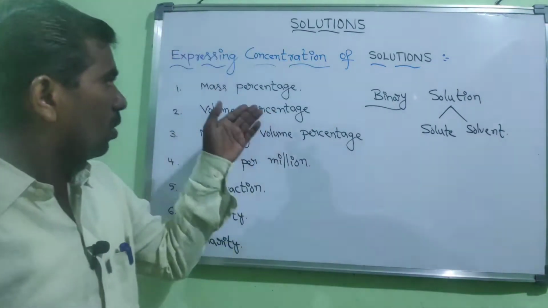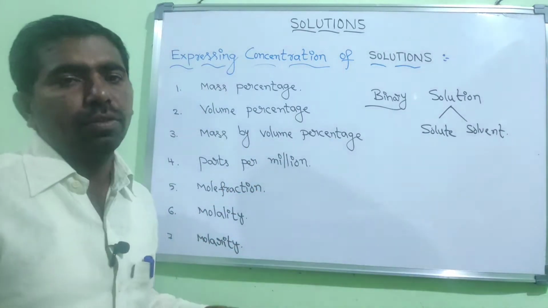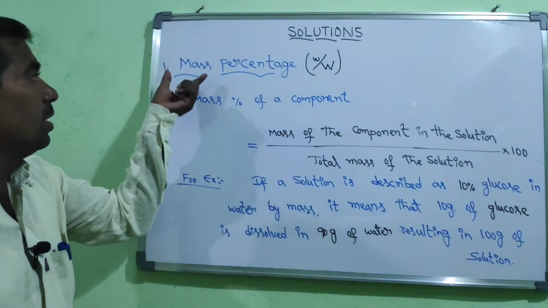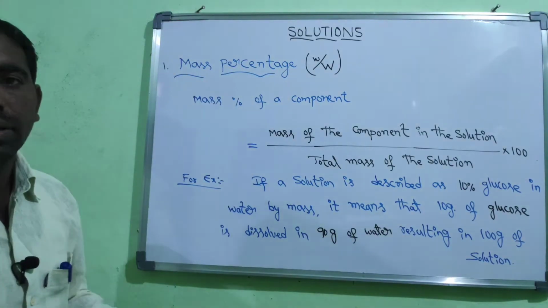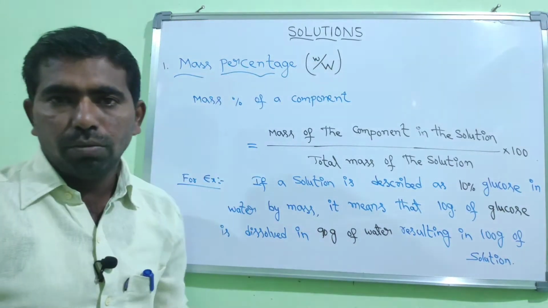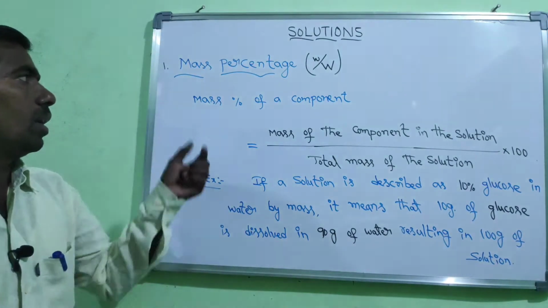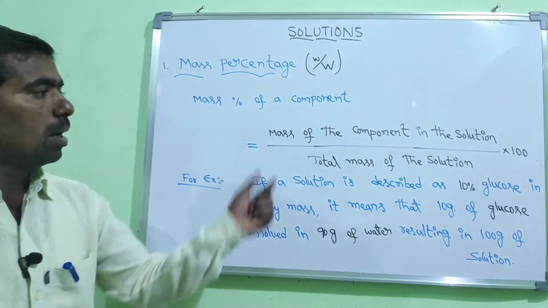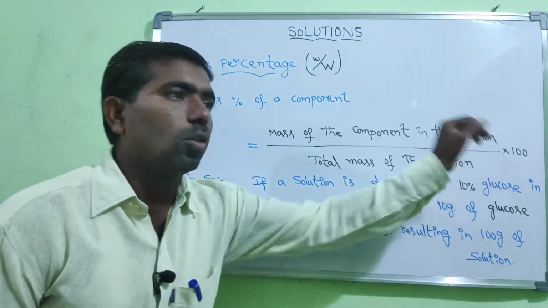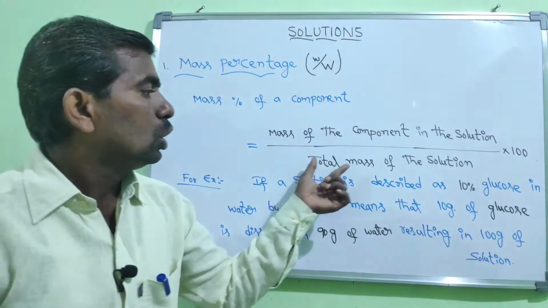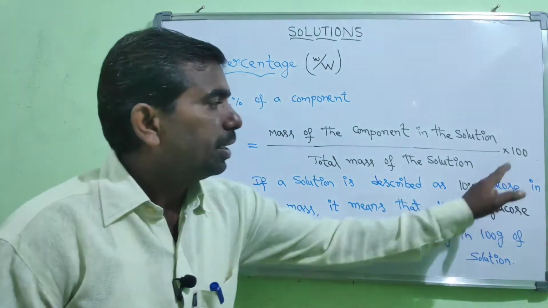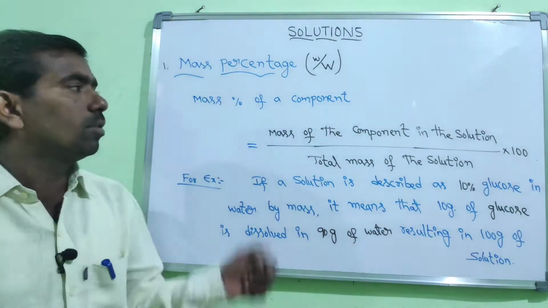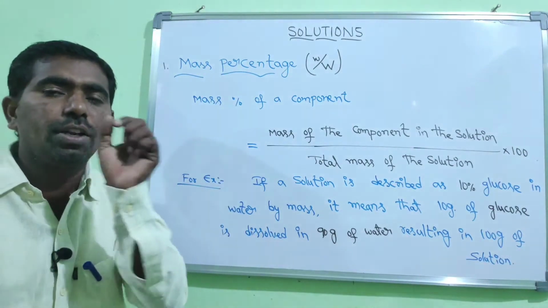Now we will discuss the methods which are used for expressing the concentration of solutions. First one is mass percentage. Small w by capital W is the symbol for that. Mass percentage of a component is equal to the mass of the component in the solution divided by the total mass of the solution into 100. So this is the mathematical expression for the mass percentage of a component.